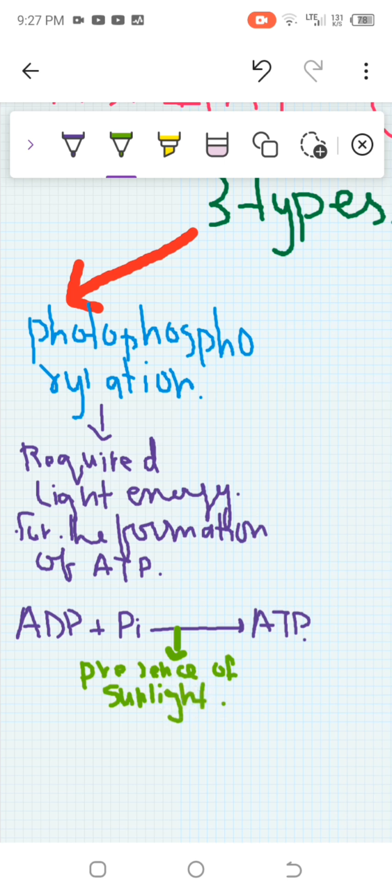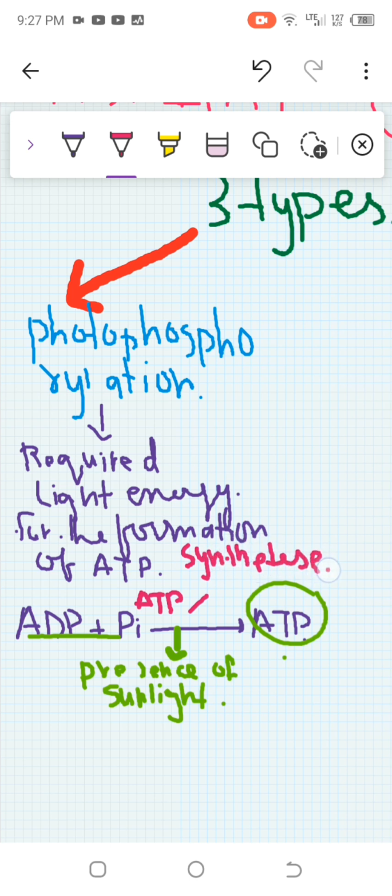Plus, one enzyme is used to form the ATP, that is ATP synthetase. This is the enzyme which is used to form the ATP. Fine. So where does this step occur? This step occurs in the thylakoid membrane of the chloroplast.